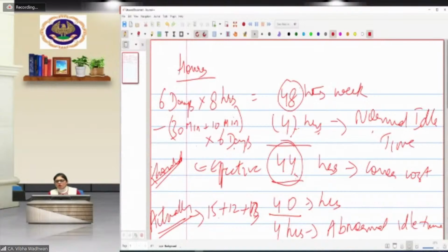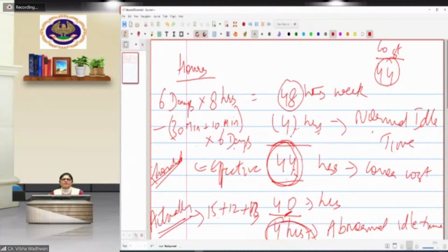We always deduct the normal idle time. So effective labor hours should be 44. We will not calculate the cost per hour from 40 hours. We will calculate the cost per hour from 44 hours. We never take into account the abnormal 4 hours. These are the abnormal idle time. Abnormal idle time will not be further deducted. So the cost, whatever is the cost, is divided by the effective hours. We will not take 40 here. We will take 44 here. This denominator is very important.